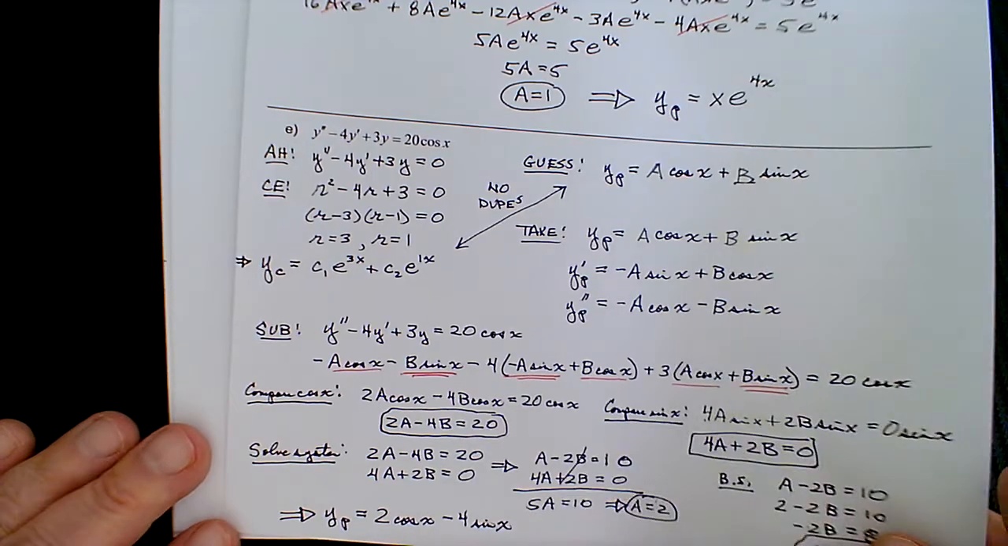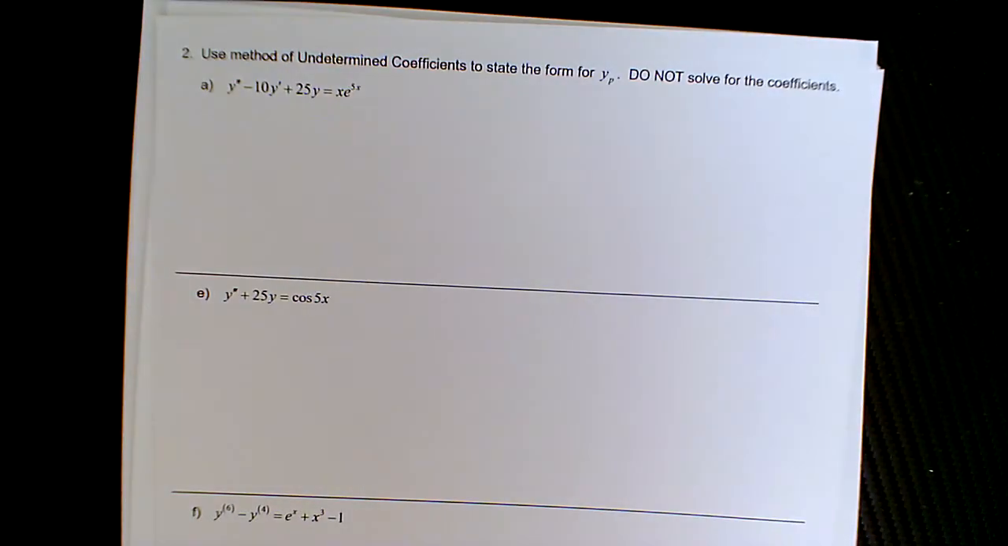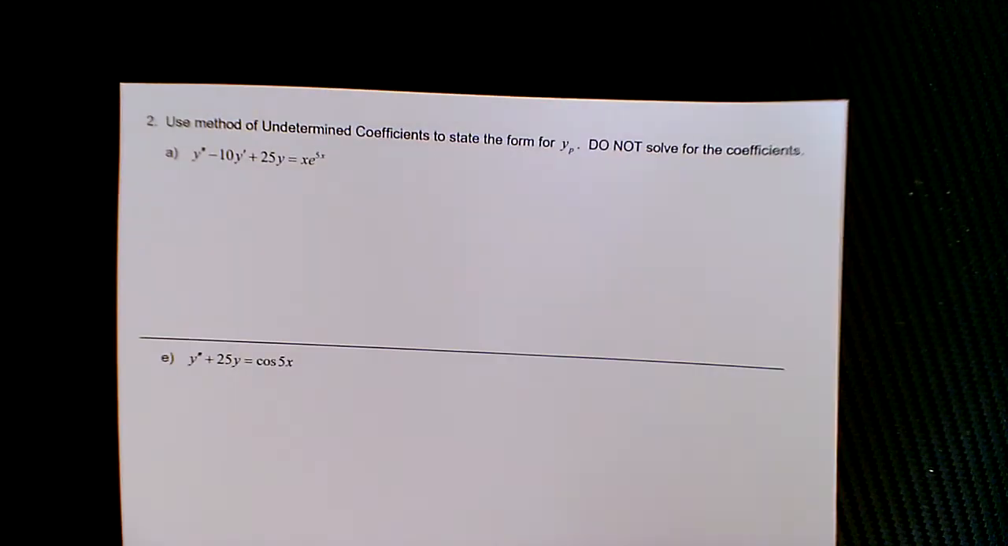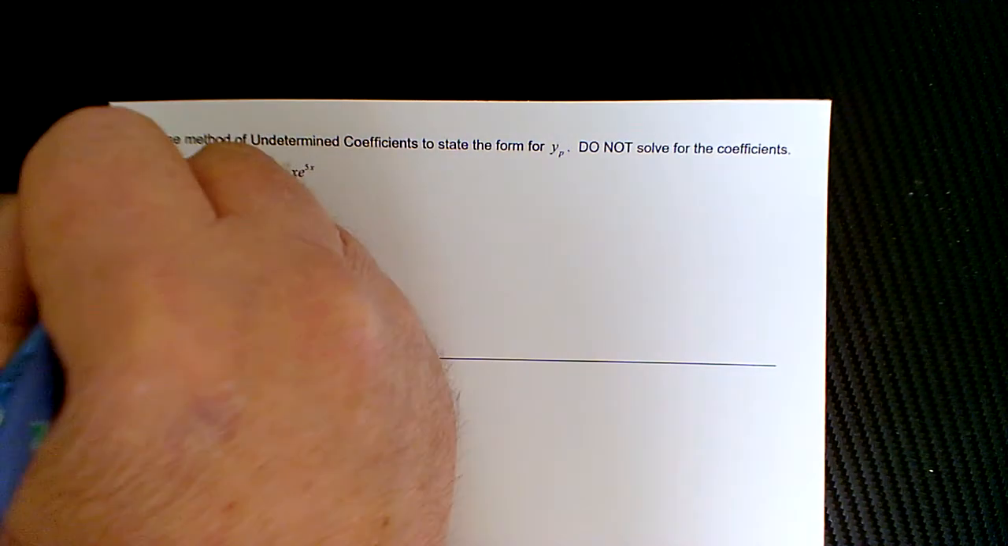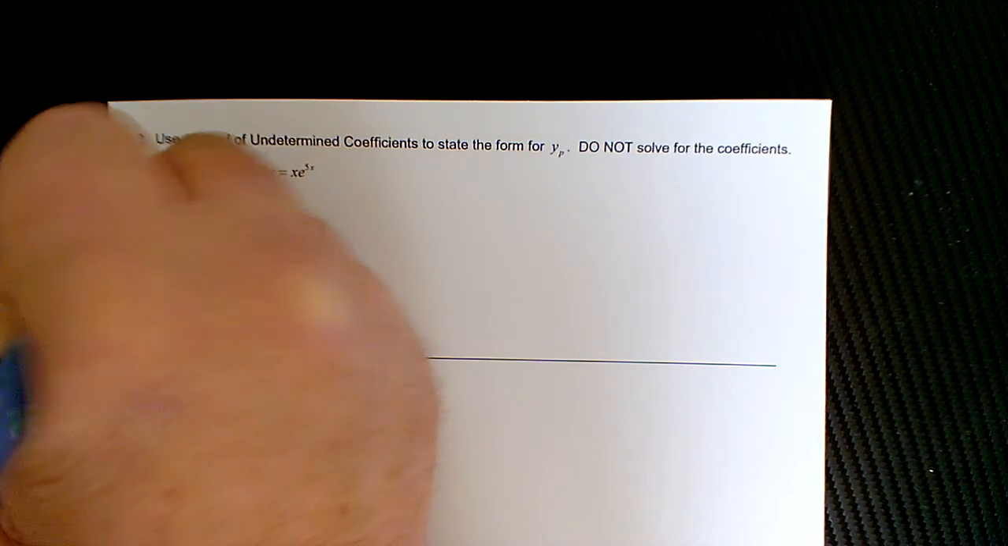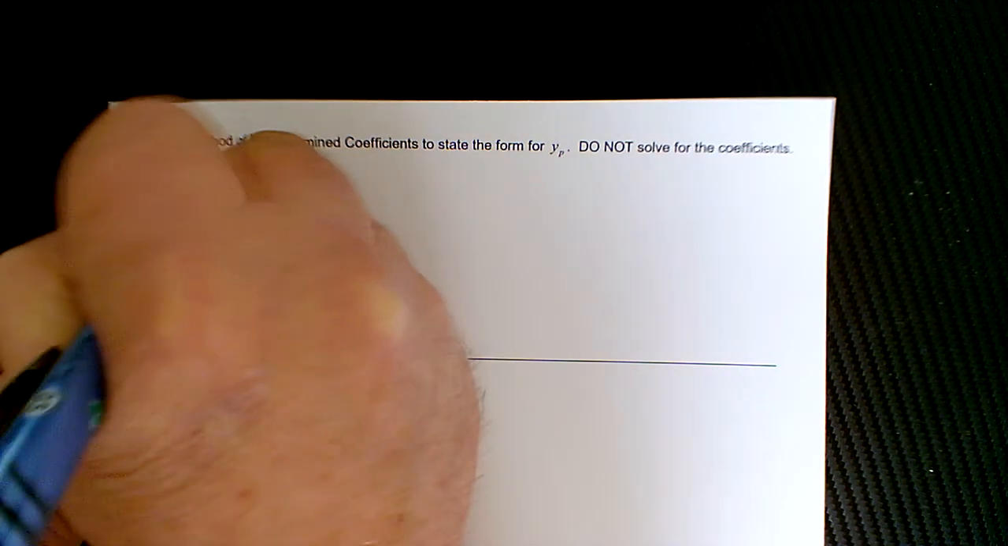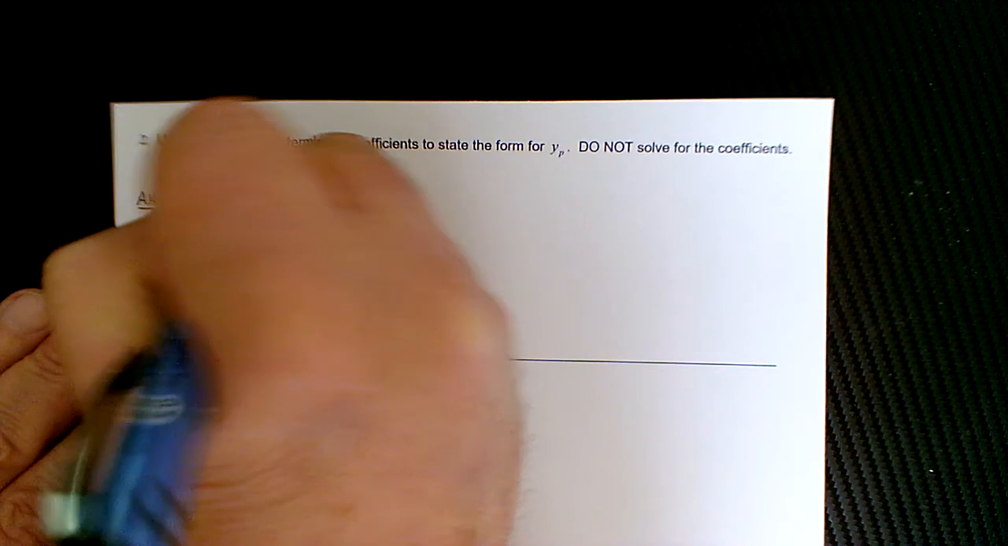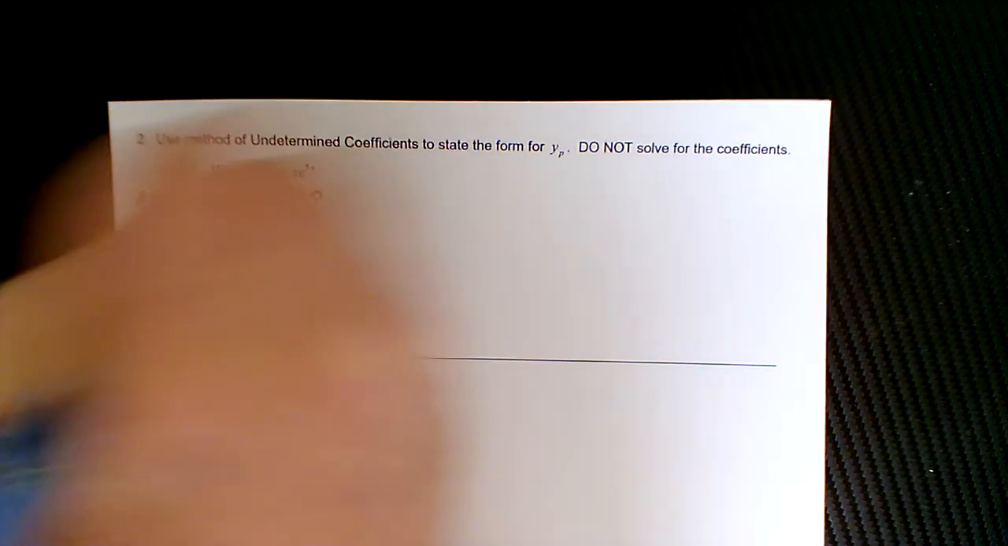Okay, so those are 2 typical types of questions. Next is a set of 2 questions on finding just the form for y sub p. So not actually solving for the constants, for the coefficients. So we start off as normal, and we form the associated homogeneous. So y double prime minus 10y prime plus 25y is 0.